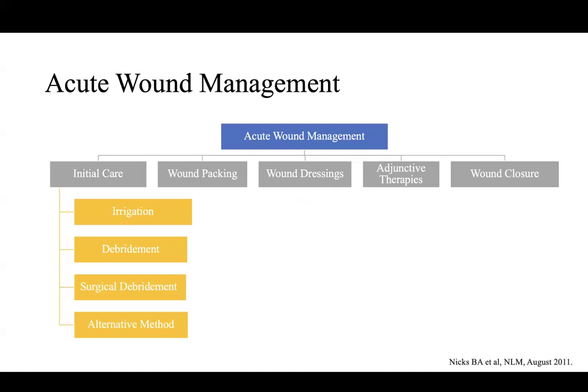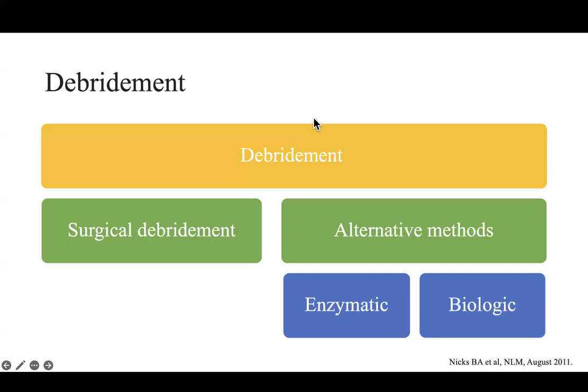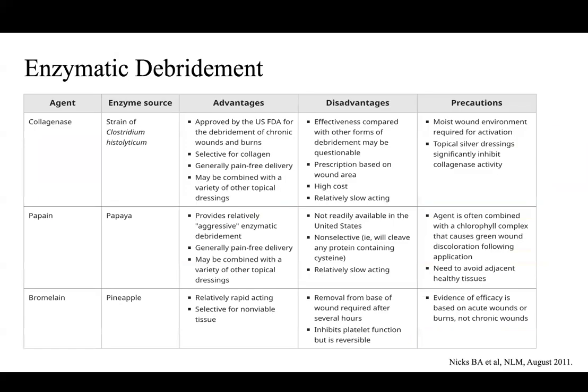In case patients are not suitable for surgical debridement, or pain control may be inadequate, we can consider enzymatic debridement or biological debridement. These are some of the agents used for enzymatic debridement, which involves applying these exogenous agents to the wound. However, there are no results which demonstrate the superiority of any specific agent.